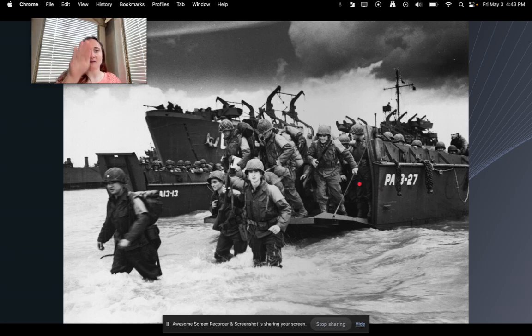The front of the boats had a kind of lift gate. So the gate would lower down, and the soldiers would walk off and try to get to the land. It was really hard. There was very little cover.